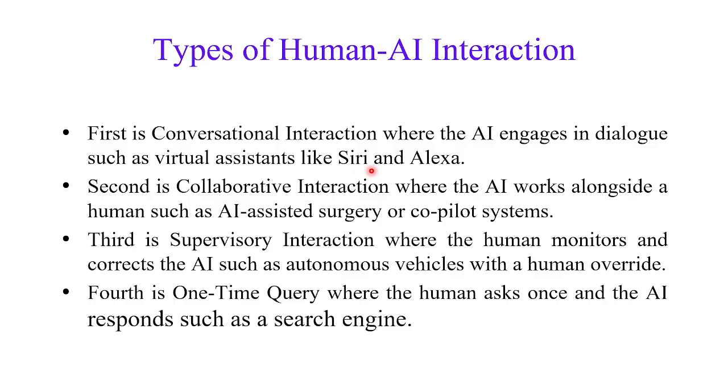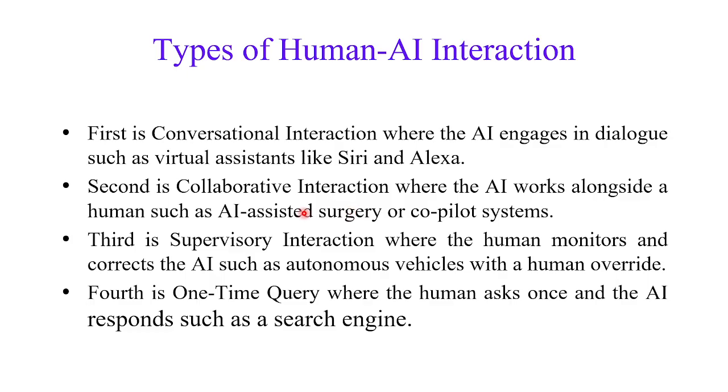The second type is the collaborative interaction. Here, the AI isn't just responding, it's working alongside a human to accomplish the task together. Take an example of AI assisted surgery, where a robotic arm helps a surgeon with precision movements. Or co-pilot systems in aircraft, where the AI handles certain functions while the human oversees overall control. So the AI and humans are partners over here.